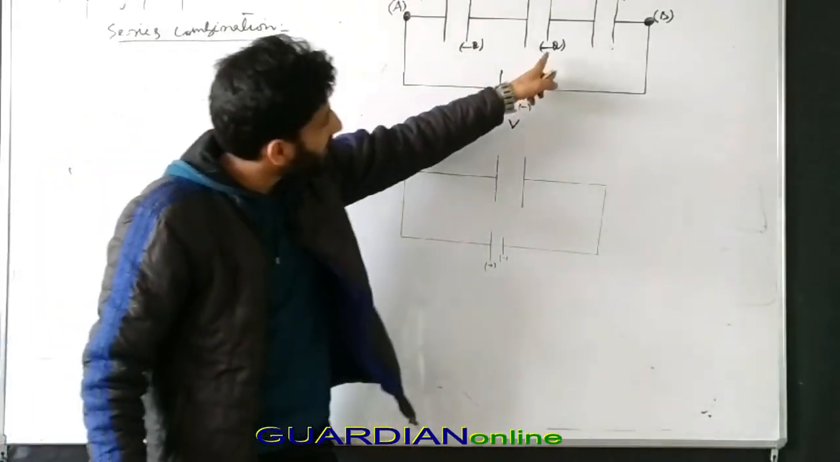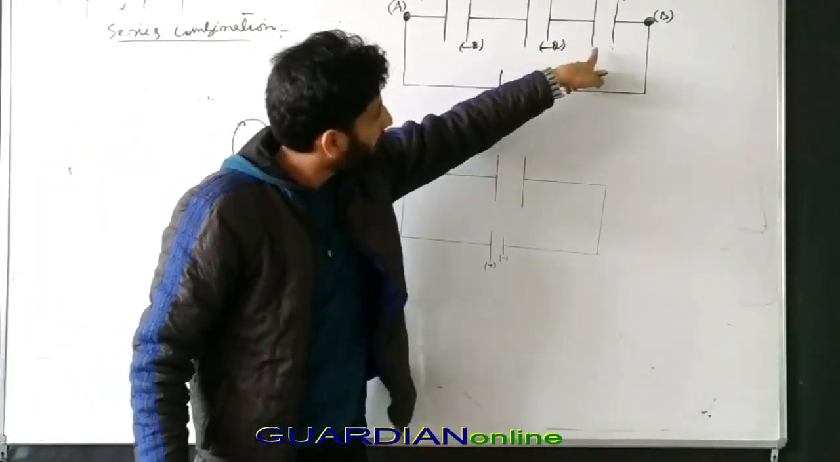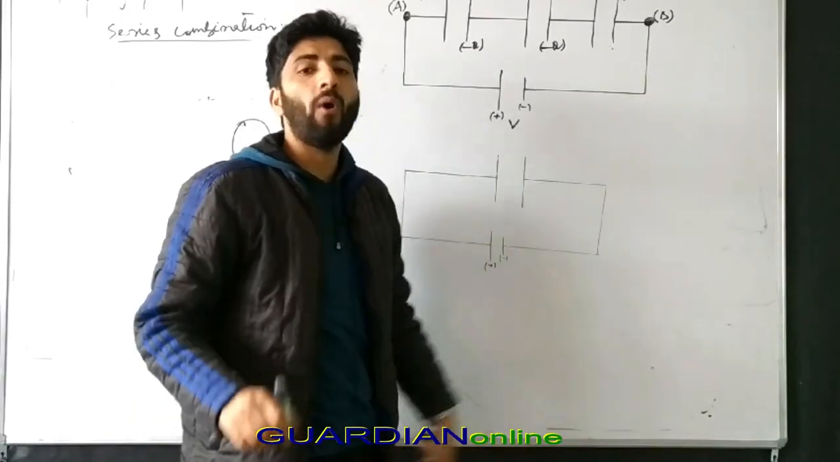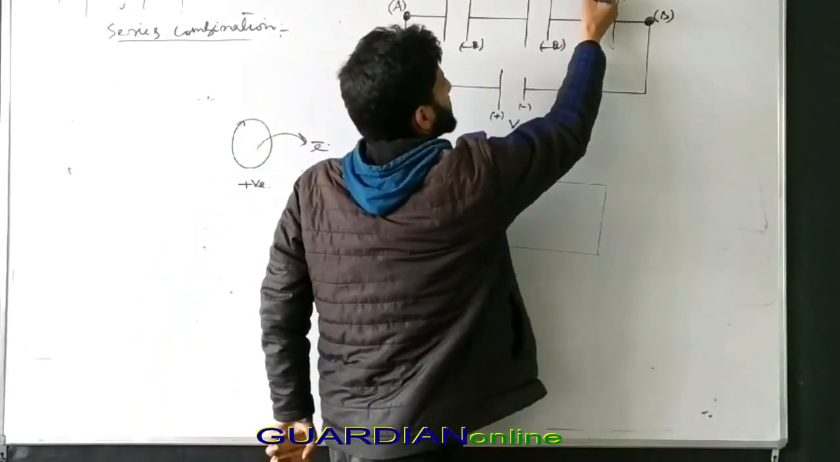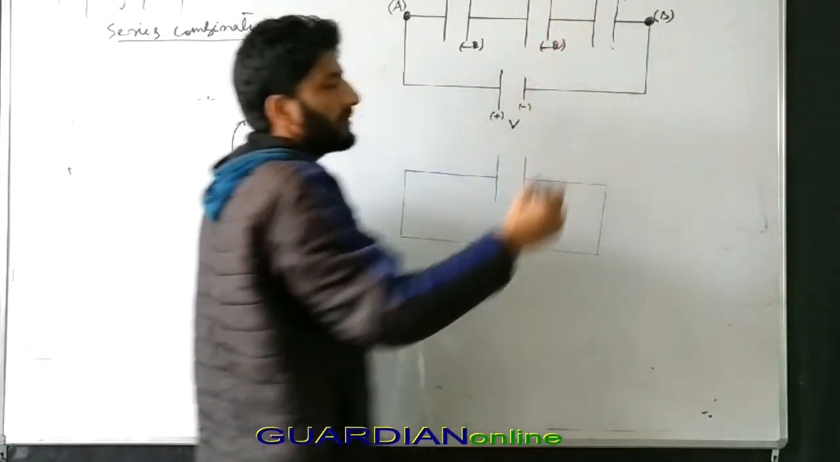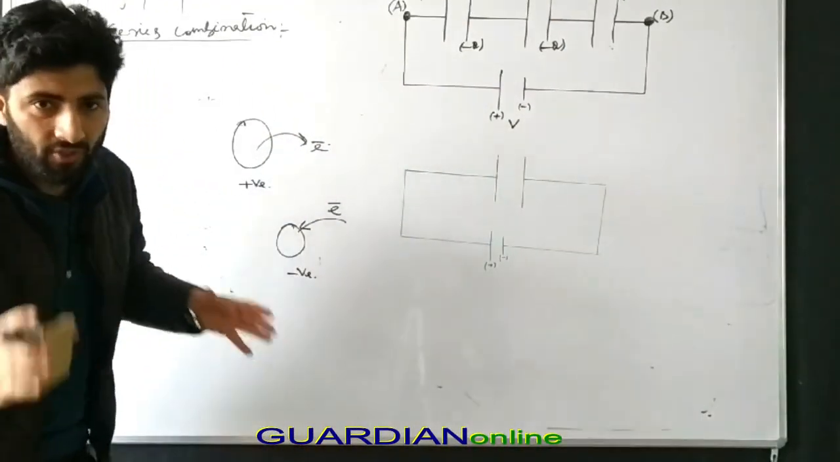Now, again, put a negative charge of B. Put a positive charge of B. This is positive Q. Combination of B. Now, which combination was done?